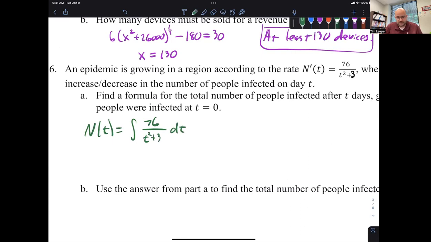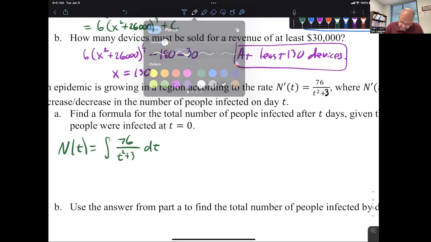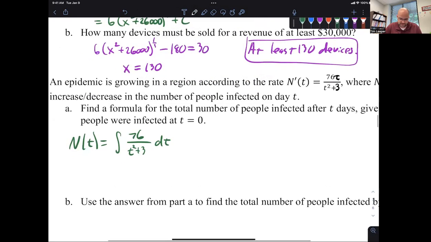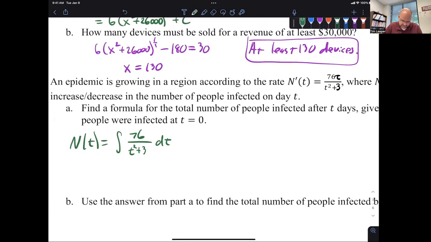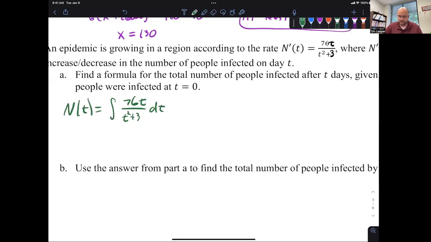Now, here's the thing. Oh, sorry, one second. Okay, so there is another typo here. Instead of 76, it should be 76t. Yes, that should be 76t. Good deal. So this is what we actually want to take the antiderivative of.